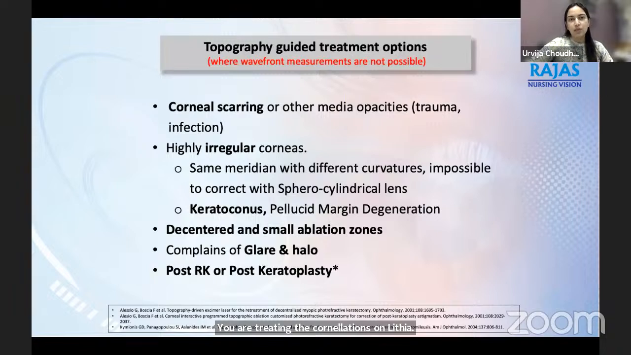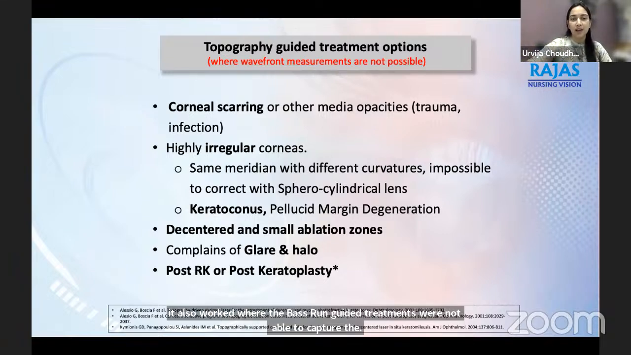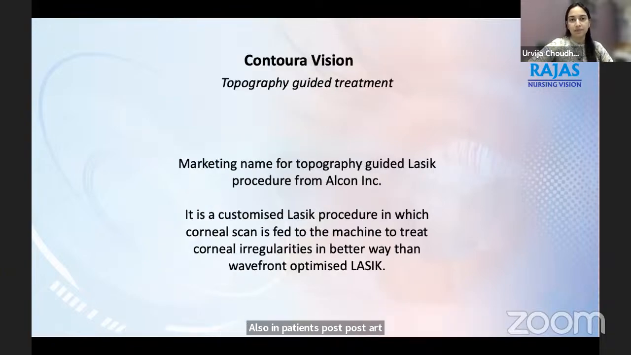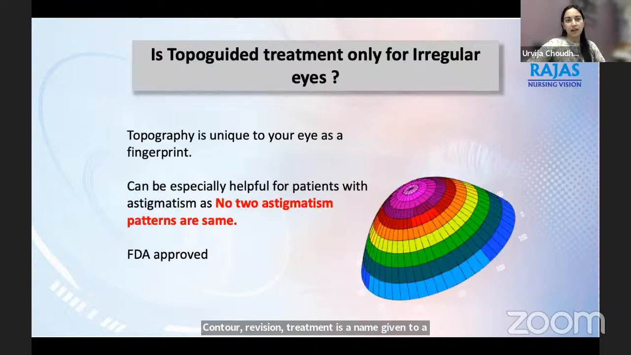It also worked where the wavefront guided treatments were not able to capture the aberration profiles, like in highly aberrated corneas with corneal scarring, keratoconus, in patients with very decentered ablation zones, also in patients post keratoplasty and post RK. Contour revision treatment is a name given to a topography guided treatment only by Alcon.